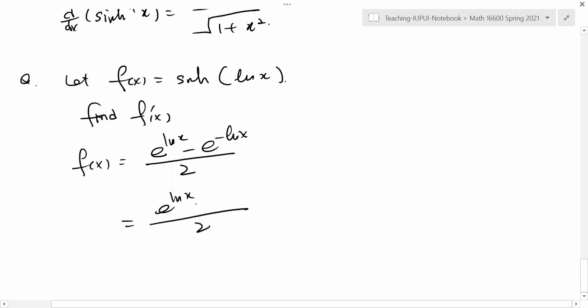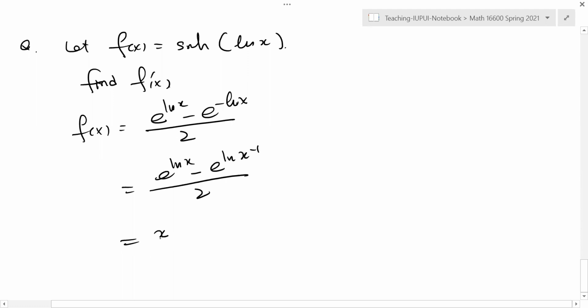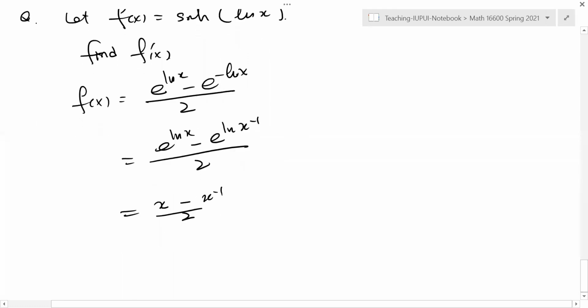Yeah, let's rewrite again. It's e to the natural log of x, to the negative 1, right? So the first term is x, and the second term is x to the negative 1 divided by 2. Now it's easy to differentiate this, right? So the derivative is going to be, the first term is 1, the second one is minus. Okay, so that is the answer.